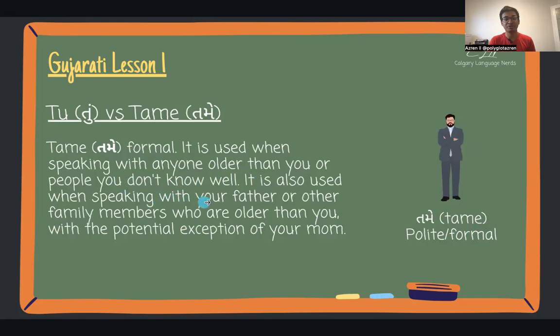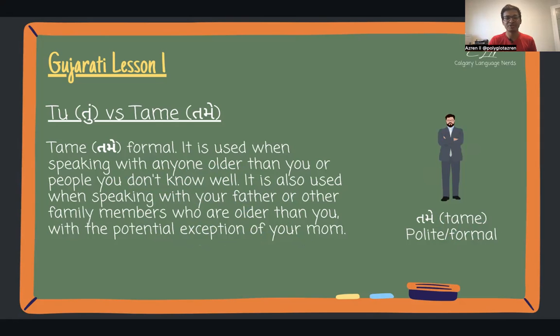It's also used when you're talking to your father frequently, or other family members who are older than you, with the potential exception of your mom. So if you're talking to your grandma, your grandpa, or an older aunt or uncle, for example, these are all people that you're going to address with tame. And also your father, frequently your dad as well. You would also use tame with him.